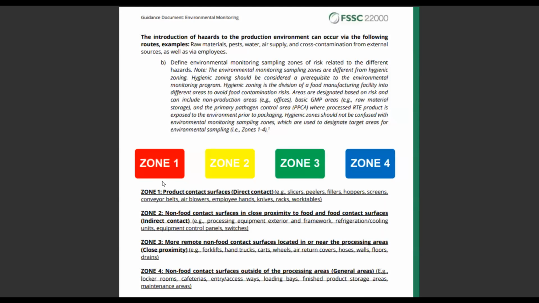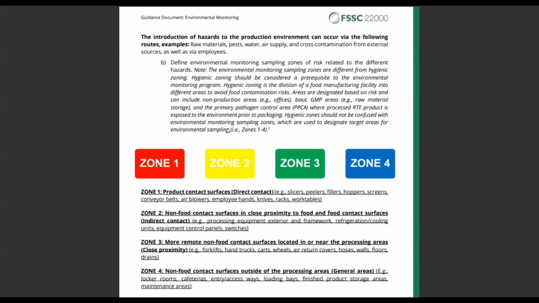They've also provided clarity in terms of the different zone areas where the introduction of hazards to the production environment can occur. When we're talking about zone 1, we are talking about product contact surfaces, where the equipment or surface can come into direct contact with the product. Then zone 2, non-food contact, etc., up to zone 4.